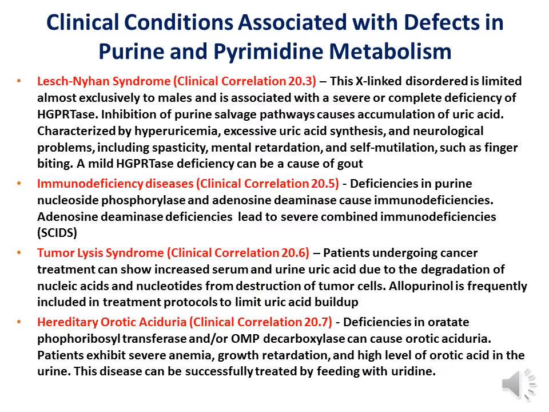The next 3 slides summarize some of the clinical conditions associated with defects in purine and pyrimidine metabolism. The relevant clinical correlations in Devlin are indicated. Lesch-Nyhan syndrome is an X-linked disorder that is associated with a severe or complete deficiency of HGPRTase. The inhibition of purine salvage pathways causes accumulation of uric acid. A mild HGPRTase deficiency can also be a cause of gout.